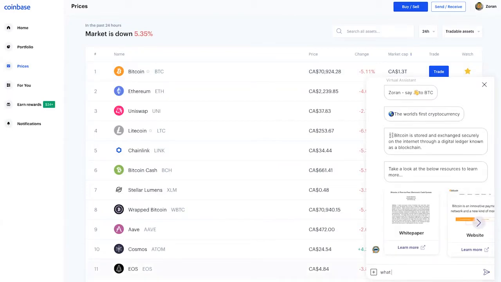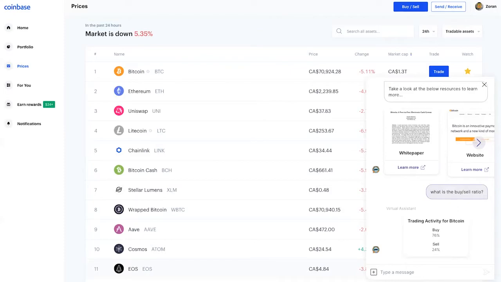I'm going to ask a follow-up question here. What is the buy-sell ratio? And now you can see the response. Notice that it was implied that I was talking about Bitcoin in my question, but I never explicitly stated it. Another reason why context is so important with bots is to make sure that any questions one of your customers asks is being considered with the previous response.